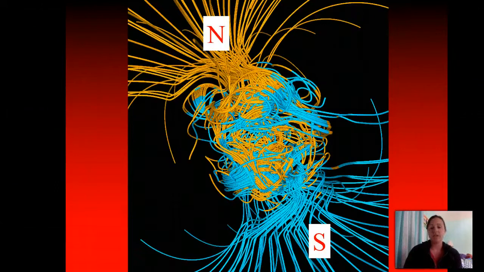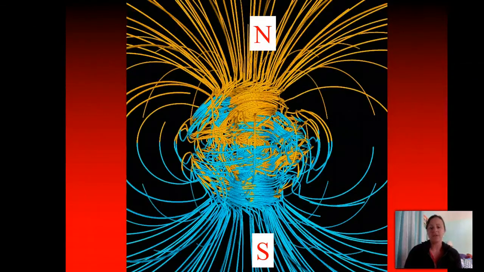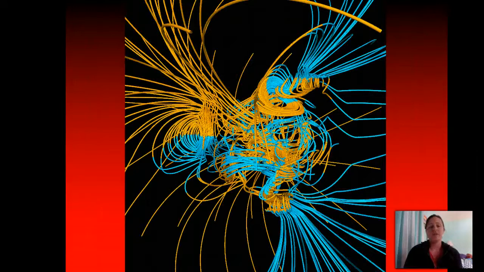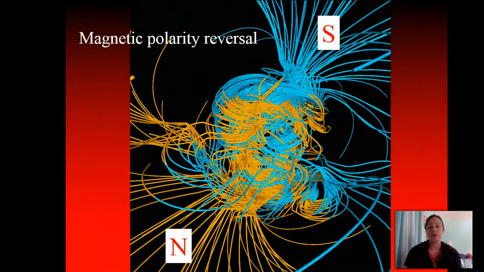It's pretty cool. Let's check that out again. Here's the north and the south. The blue is on the bottom, the south. And over 250 thousand years or so, it will actually reverse.